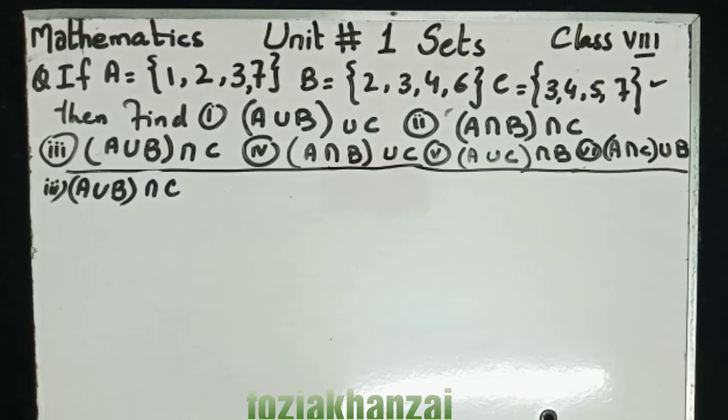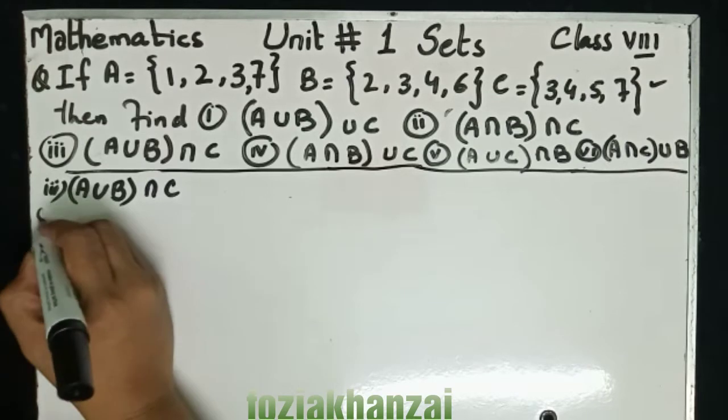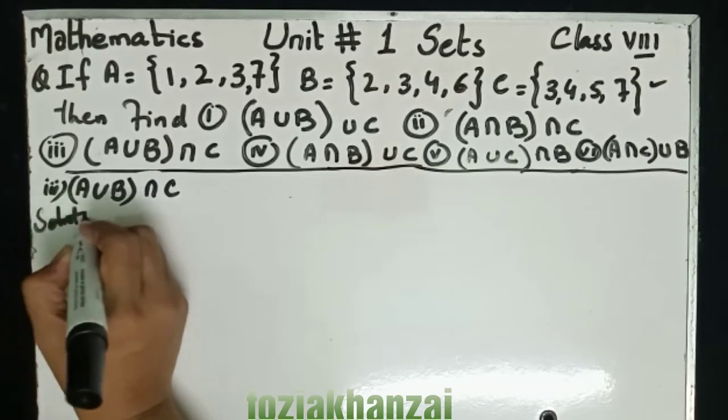In the previous video we did parts 1 and 2. Now we will start part 3: A union B intersection C. Girls, in this question we have union and intersection both. In the previous question we found union and intersection separately, but in this part we have both. So we apply the same method.